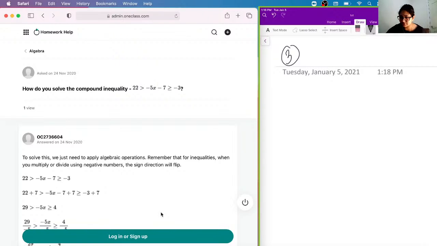And also when you're dealing with inequalities, you have to remember when you're changing sides, from using negative numbers to positive numbers, your signs change when you're going from either side of the equation. So in this case, we have 22, this inequality here, -7.